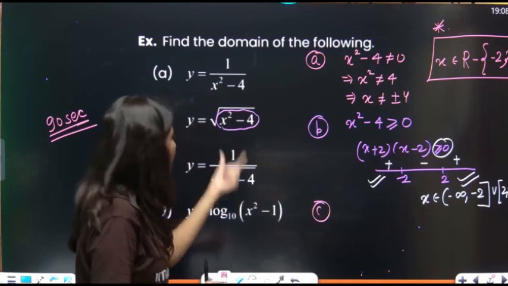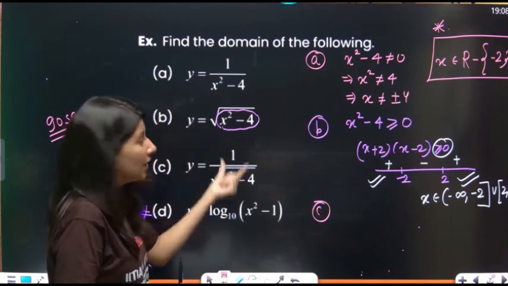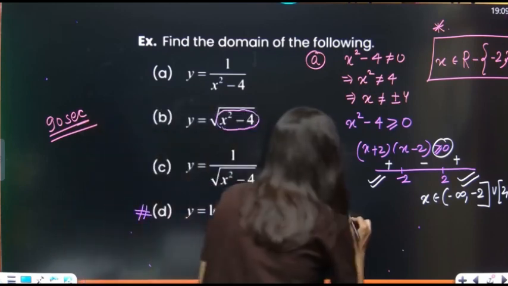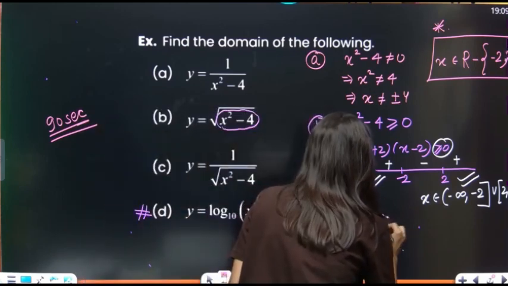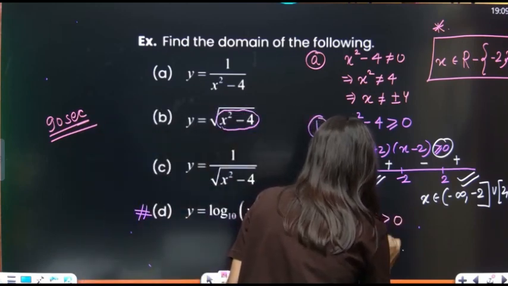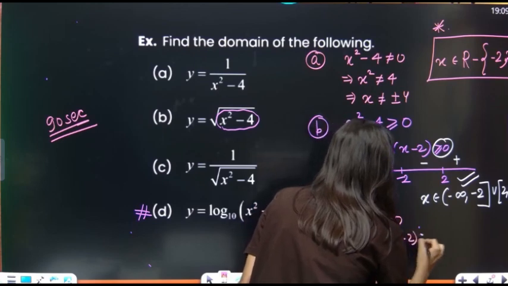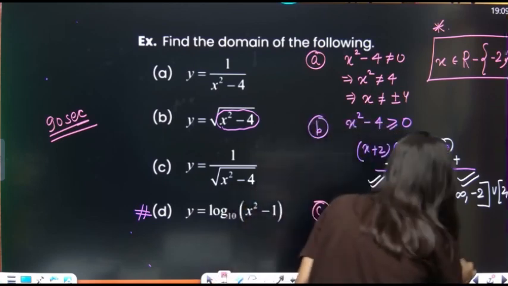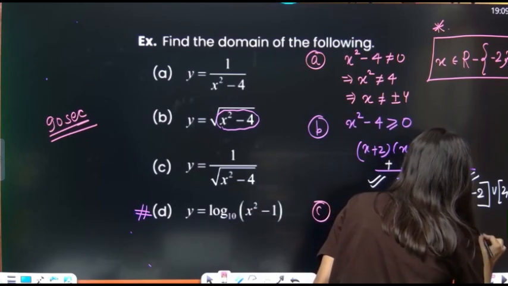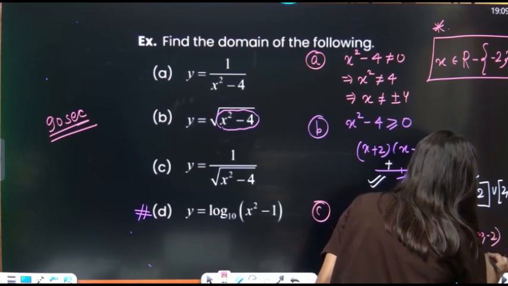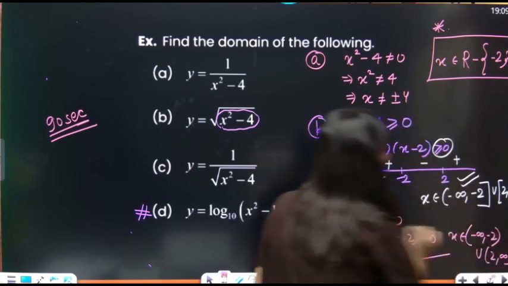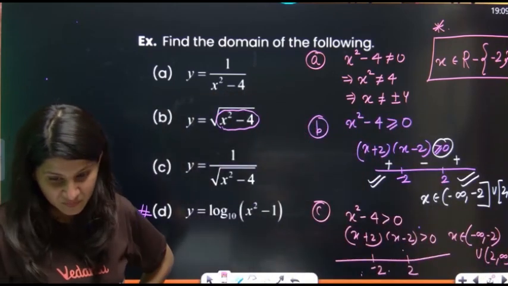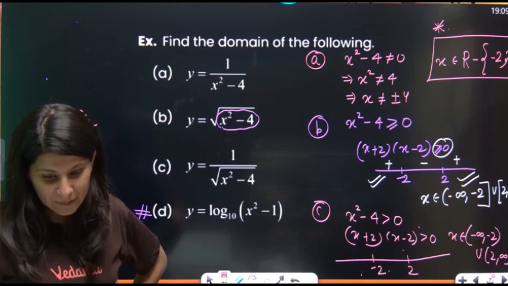The only thing which will change in these two will be what? Here you can apply equality. Here you cannot apply equality. So x square minus 4 greater than 0. So (x plus 2)(x minus 2) greater than 0. So if you plot minus 2, 2, because equality is not there, your answer will be x belongs to minus infinity to minus 2, union 2 to infinity. Just the open bracket.